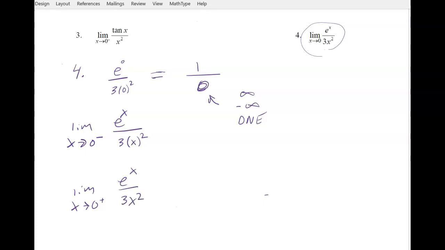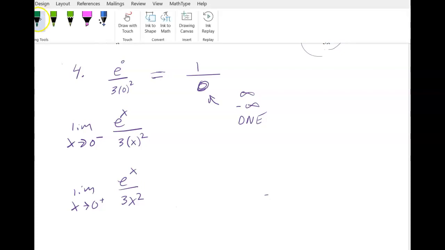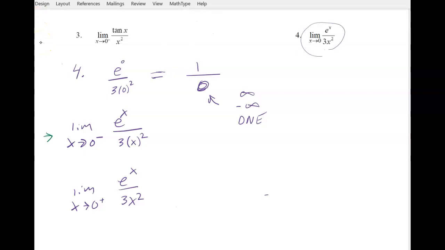If they come out the same, that's your limit. If they come out different, your limit doesn't exist because the limit coming from the left and right has to match in order for the limit to exist. So let's look at this top one first. Limit as x goes to 0 from the left. So this will be e to a slightly negative number.